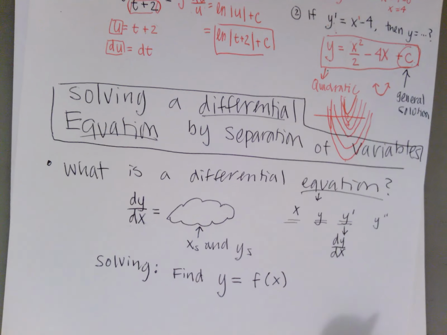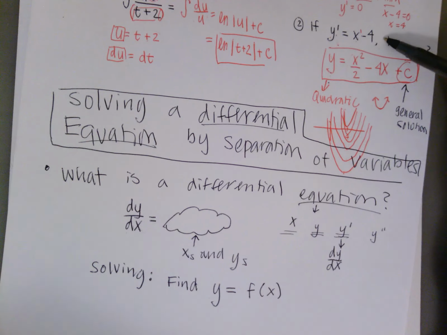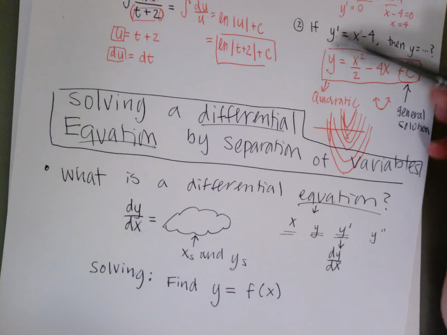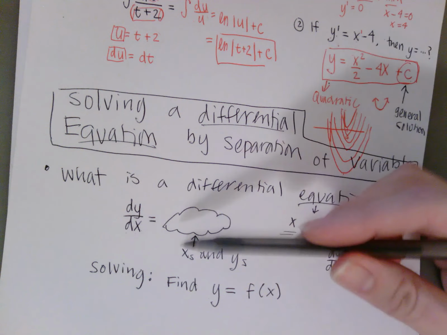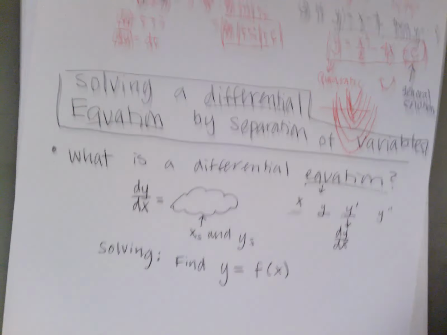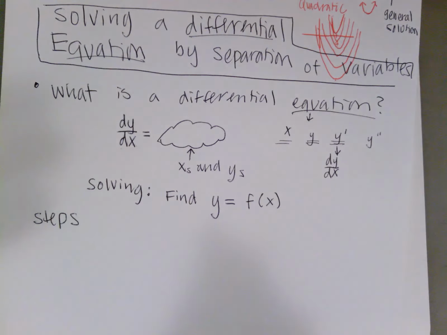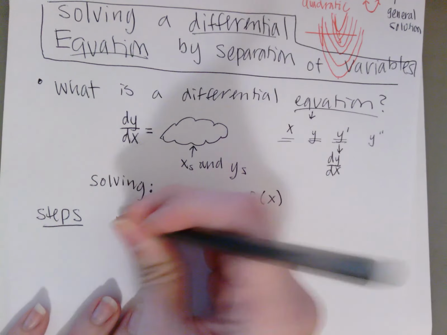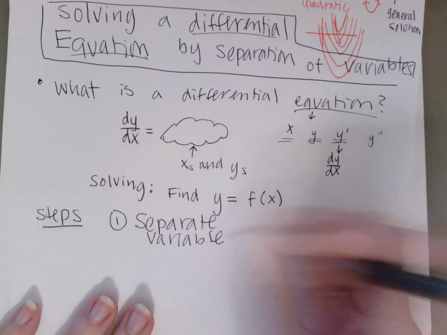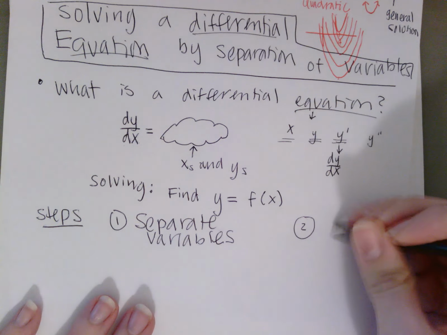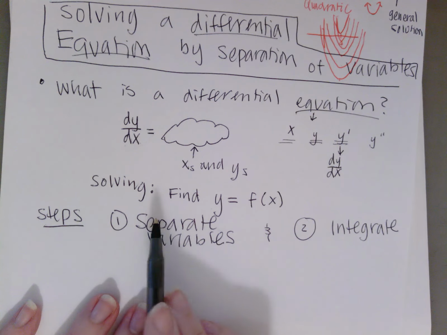So the next thing that I want to do is learn how to solve a differential equation by separation of variables. Number 2 in your warm-up was fairly straightforward because it was y prime equals x minus 4. Notice that there's only x here, but in a differential equation, we're going to have x's and y's. So that's going to complicate things just a little bit. And there are 2 steps to solving a differential equation by separation of variables. The first step is to separate variables. And the second step is to integrate. So this process goes separate and integrate.